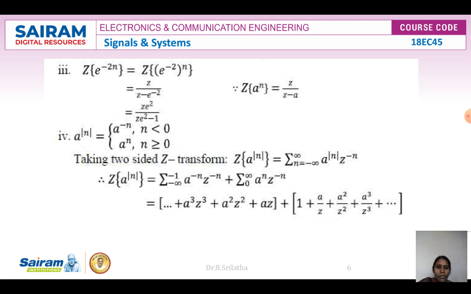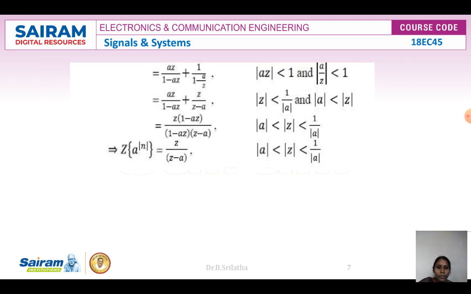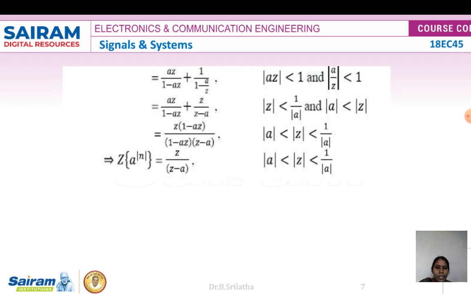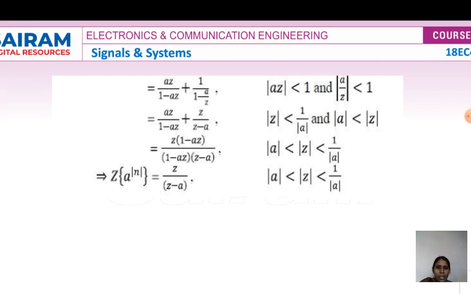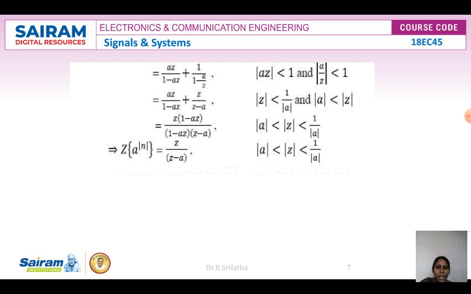For one side, if we substitute, the terms will run up to infinity in az, and the second side will give 1 plus a by z plus a square by z square, like that. These are the two terms. Now this one we can write as az divided by 1 minus az, and the second term we can write as 1 by 1 minus a by z. If you take the LCM, z by z minus a is the second term and the first term is az by 1 minus az. We can take the LCM and simplify, and we will get it as z by z minus a.